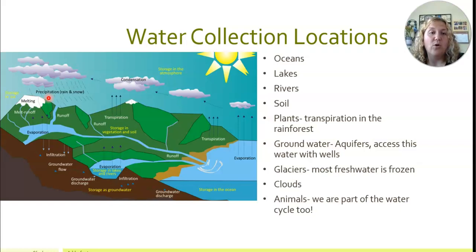And then we have water storage in clouds, and we also have water storage in animals. And because we are animals, we are part of the water cycle too. We are actually 70% water, so we're a big storage site for water in the water cycle, and eventually we will excrete that water in the form of pee, and that water will eventually be reused again and again.